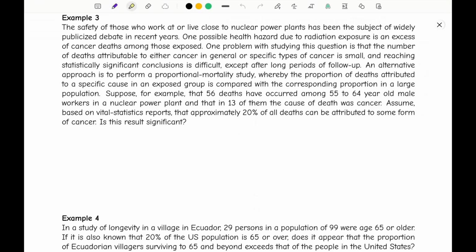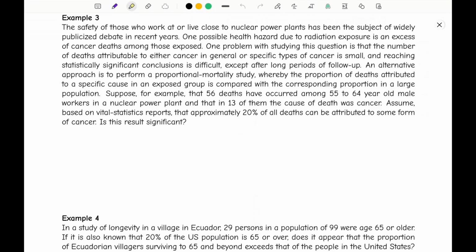The safety of those who work at or live close to nuclear plants has been the subject of widely publicized debate in recent years. One possible health hazard due to radiation exposure is an excess of cancer deaths among those exposed. One problem with studying this question is that the number of deaths attributable to either cancer in general or specific types of cancer is small, and reaching statistically significant conclusions is difficult, except after long periods of follow up.